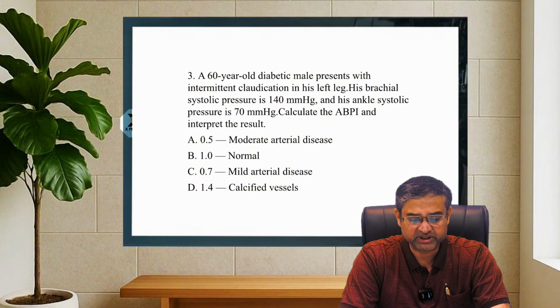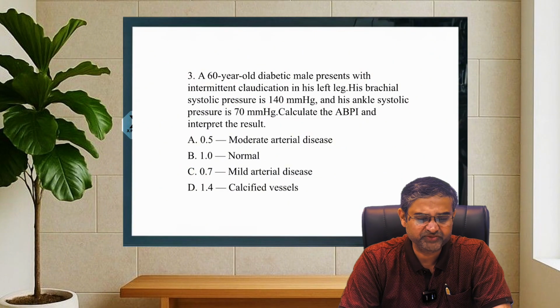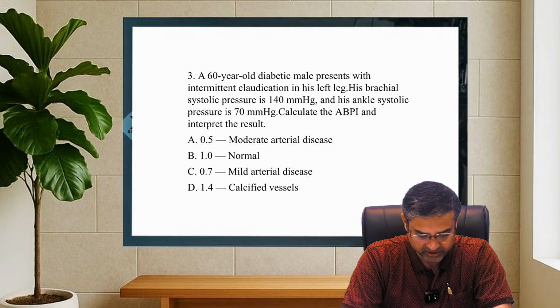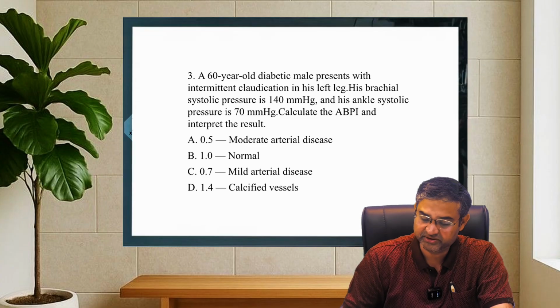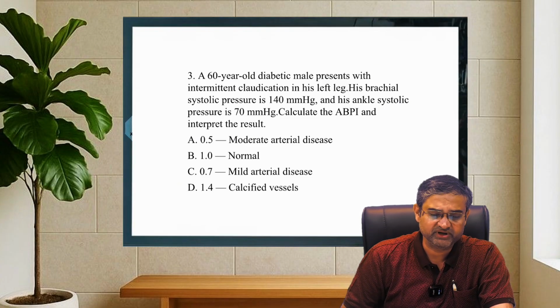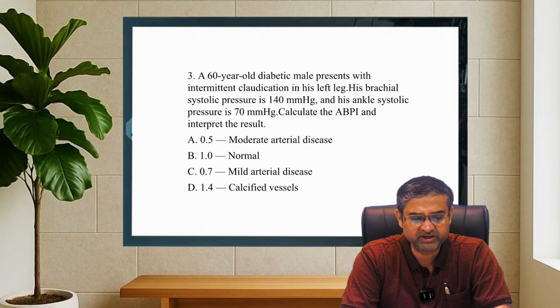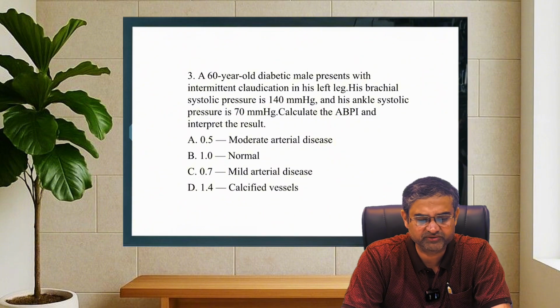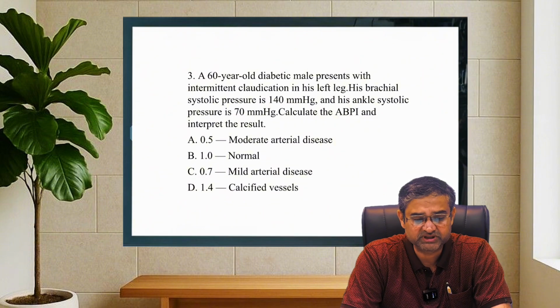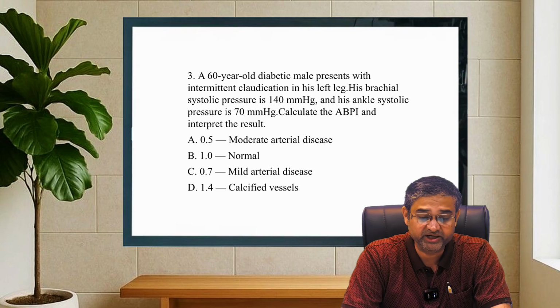We move on to the third question. Our third question is a 60-year-old diabetic male presenting with intermittent claudication in his left leg. His brachial systolic pressure is 140 millimeter of mercury. His ankle systolic pressure is 70 millimeter of mercury. So the question is, calculate the ABPI and interpret the result.